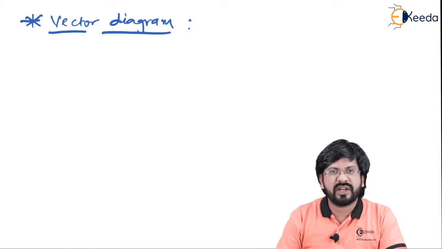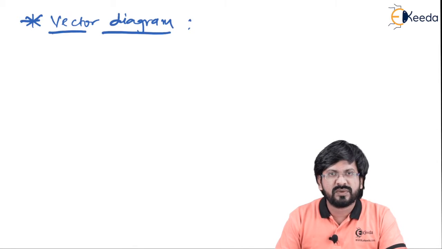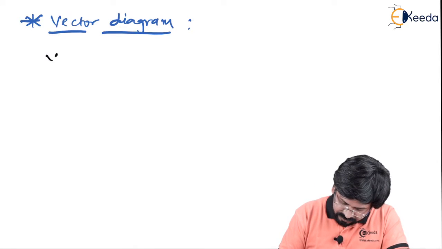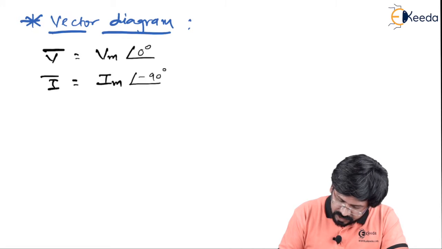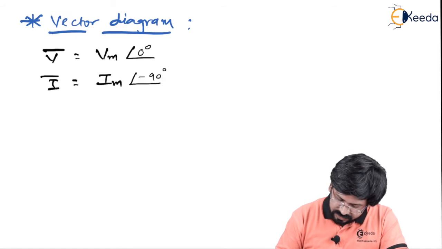This is 90 degree. Now we will see the vector diagram. Vector diagram means drawing the final V vector and I vector. For that we need to recall what V vector and I vector were. V vector was simply Vm at an angle of 0 degree and I vector was Im at an angle of minus 90 degree. Let's draw this.